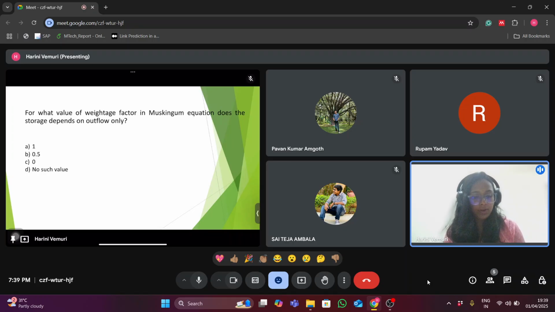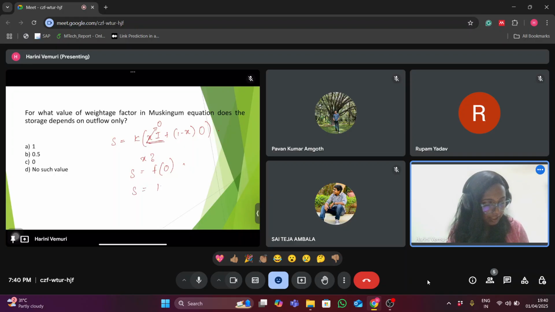So next question is, for what value of weightage factor in the Muskingum equation does the storage depend on outflow only? If you remember, the equation is S equal to K into [XI plus (1 minus X) O], right? So they are asking for what value of weightage factor, that is X, S will be only a function of outflow. If X is equal to 0, then the inflow term won't be there. Then it will be only a function of K into (1 minus X) times O. Since X is 0, it is K into O. Therefore, the value of the weightage factor X is 0.